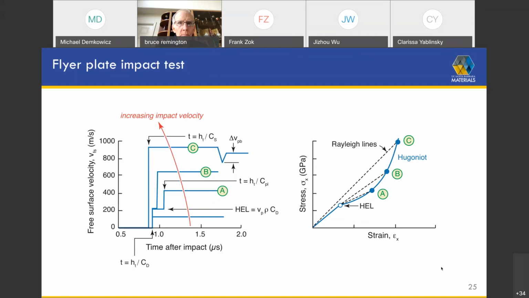Okay, thank you very much. We have a question in the chat box from Bruce Remington. What are the lowest densities of foam that you can accelerate for impact experiments?